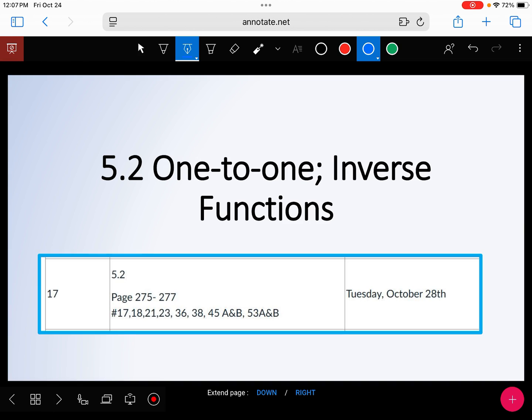All right, so now we're going to move on to 5.2. If you want to title your notes. This homework is due Tuesday.